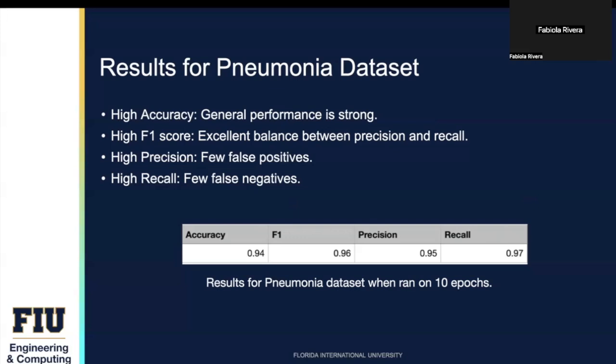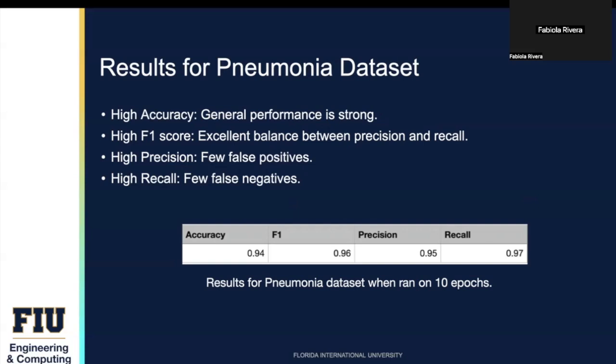Now, as you can recall, the F1 score is a balance between precision and recall. It's particularly useful when we want to ensure that both false positives and false negatives are minimized. A high F1 score indicates that our model is performing well in both of these aspects.